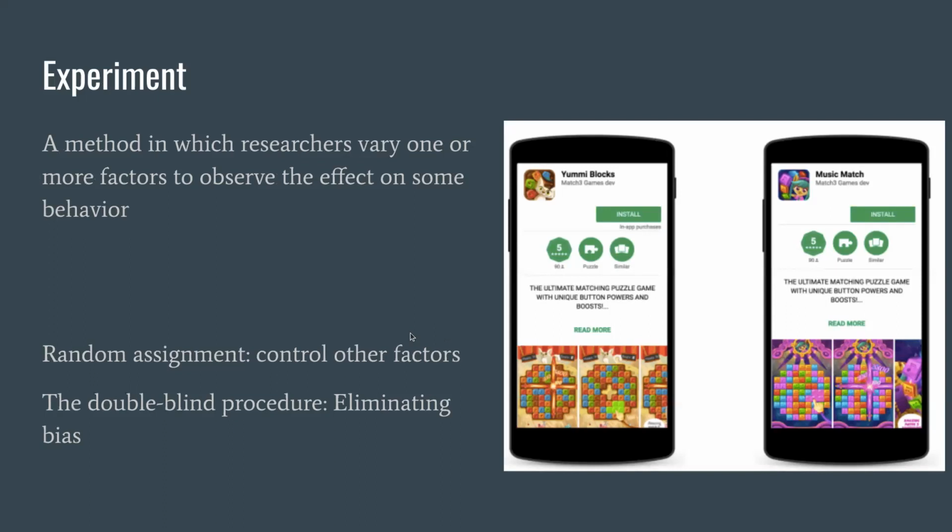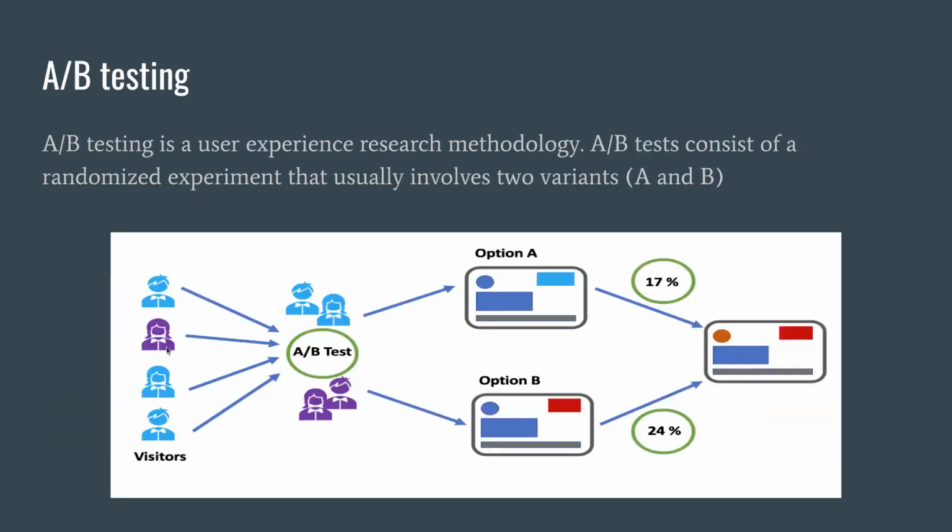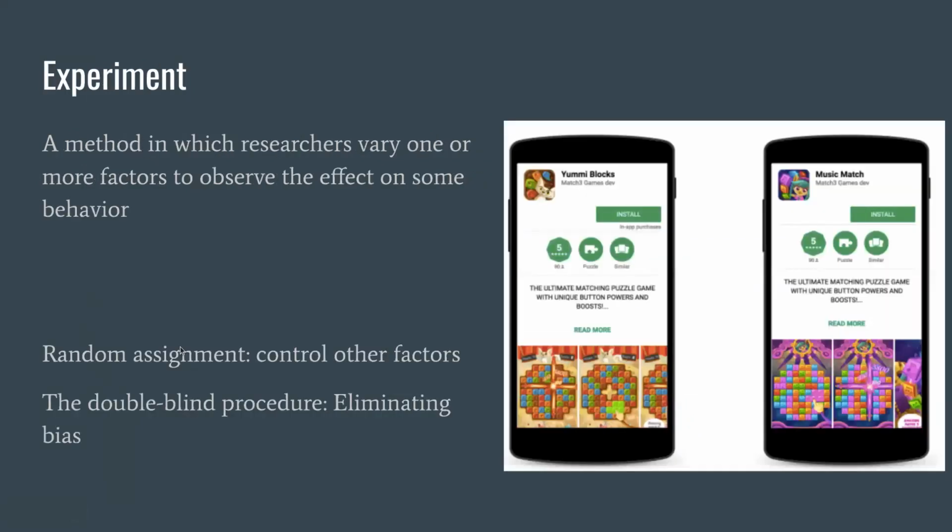So visitors might have different demographics, different gender, different age. So by assigning randomly, we try to minimize these pre-existing differences.